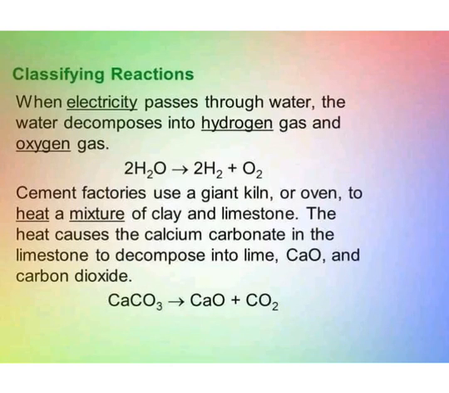For example, when electricity passes through water, the water decomposes into hydrogen gas and oxygen gas. Another example of decomposition is cement. Factories use a giant kiln, or oven, to heat a mixture of clay and limestone. The heat causes the calcium carbonate in the limestone to decompose into lime, calcium oxide, and carbon dioxide.